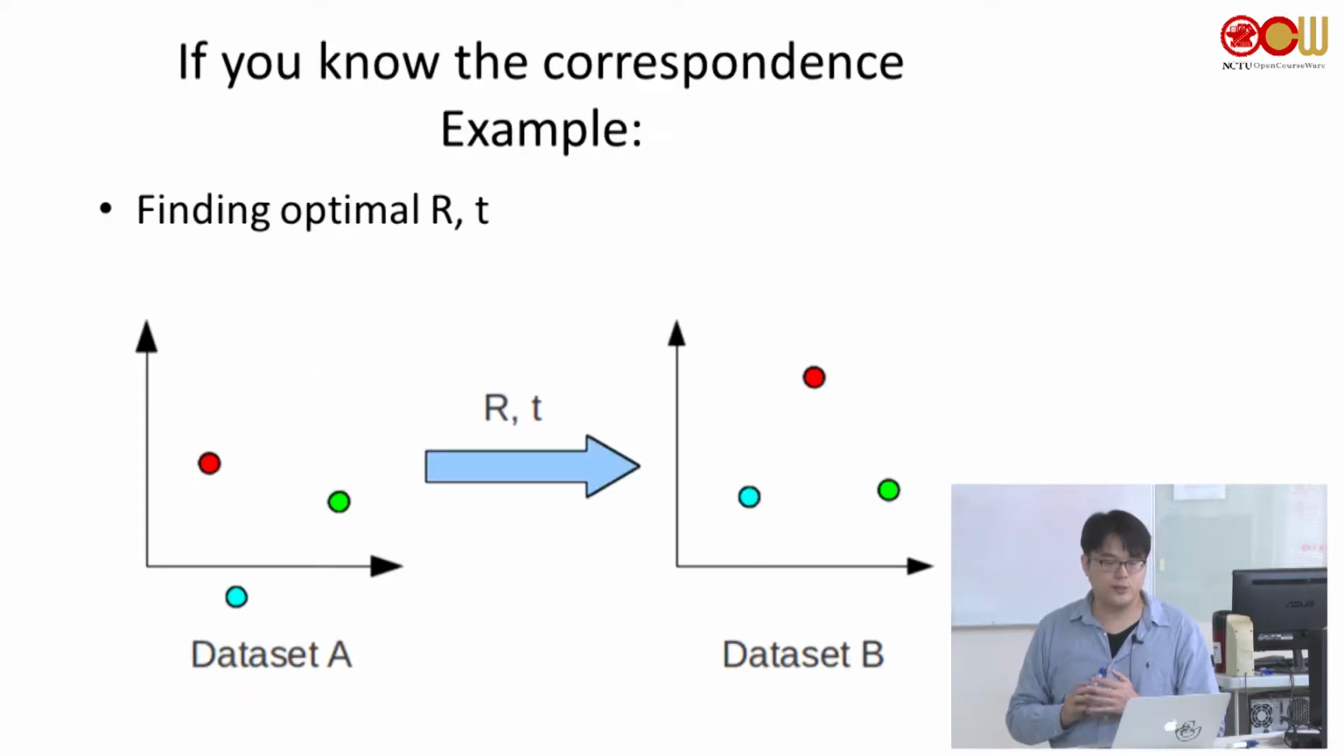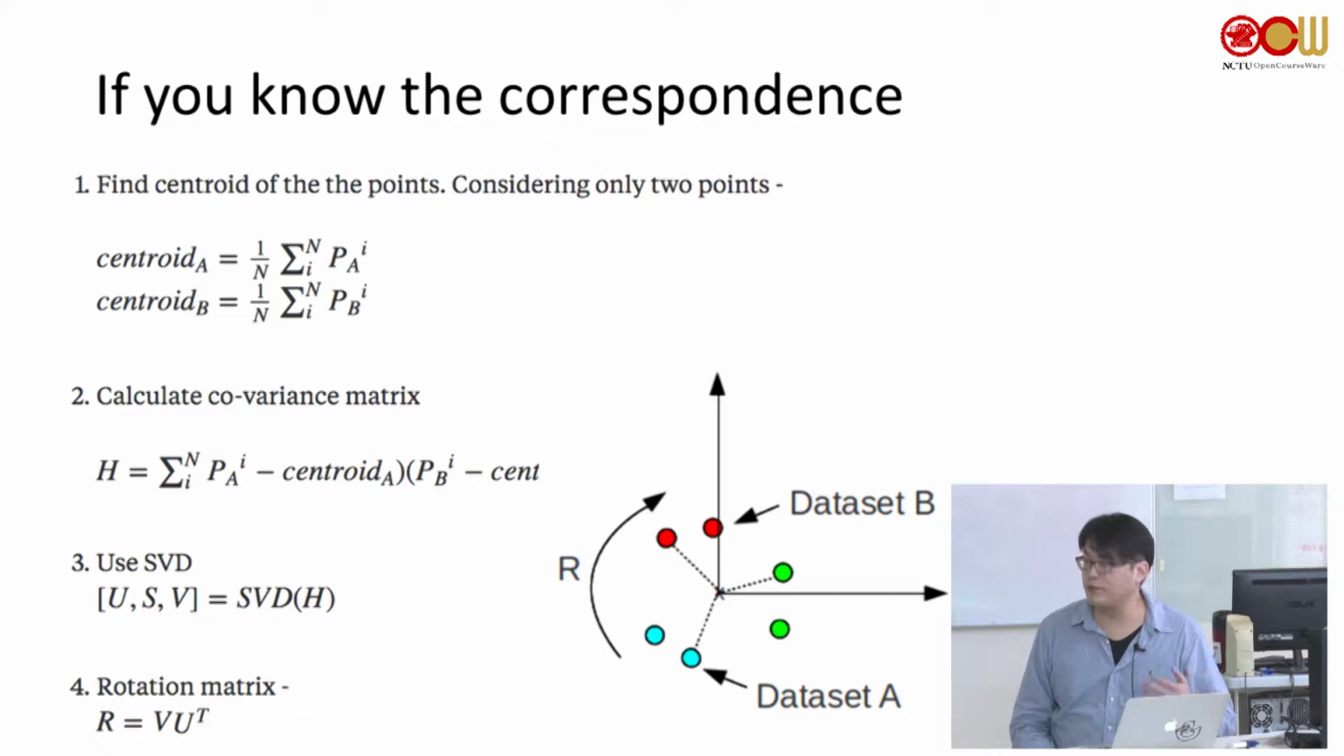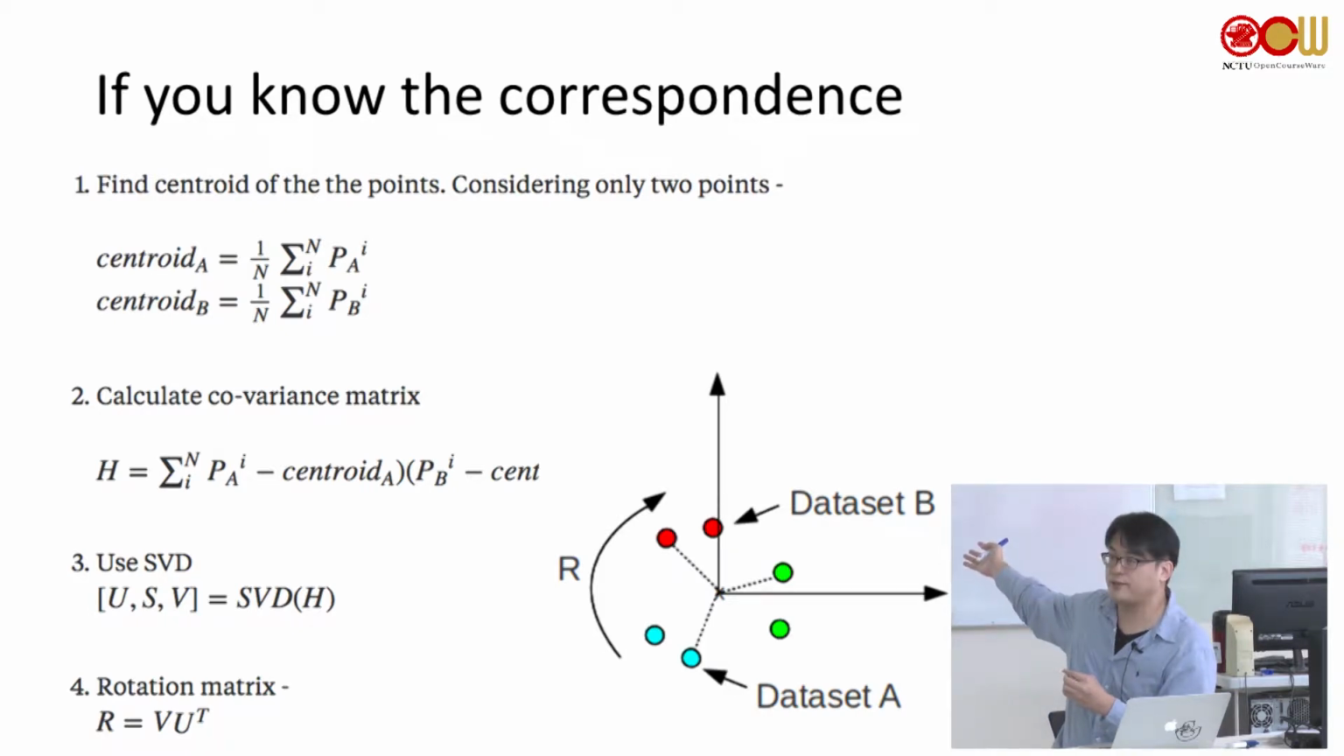Here is one example, and here is a data set A. You want to figure out the rotation and translation so that data set A could become data set B. There are just a few steps to calculate the rotation and translation. In the first step, you calculate the centroid of each data set, so that means you try to centralize or standardize it so that it could become a diagram like this.